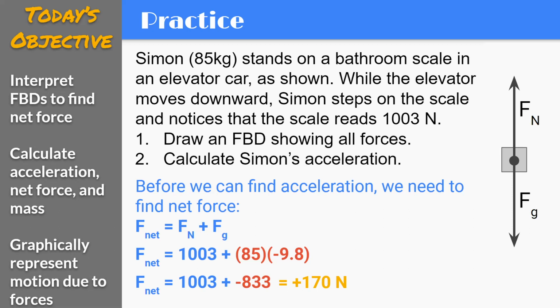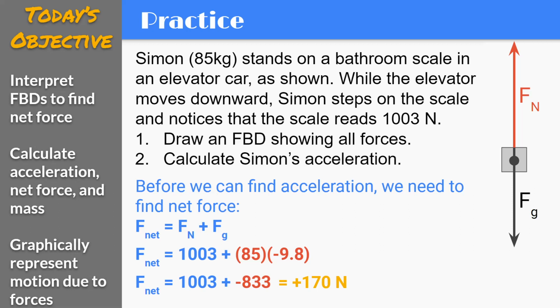Okay, so although when I first drew my diagram, I didn't know whether to draw Fn longer or shorter, now I know. Because I have a positive net force, I need to make sure my Fn is longer. So I just made it longer. Okay, now they're at least somewhat to scale. So Fn is longer than Fg in this problem, because Fn is 1003 and Fg is 833.